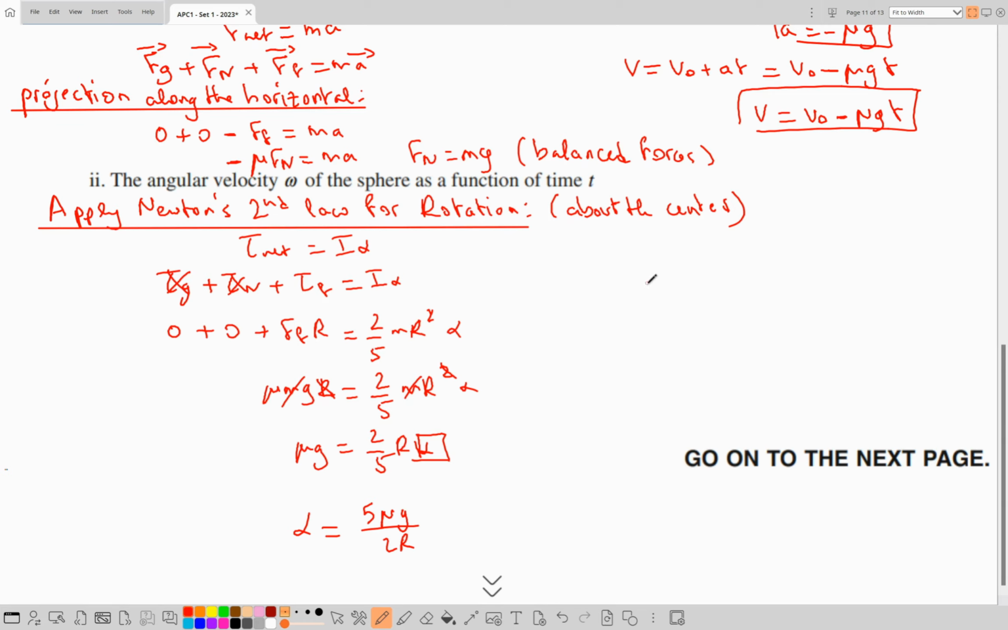But we're not interested in alpha, we're interested in omega. We know that omega is related to alpha using kinematics, which is given by omega 0 plus alpha t. And here we need to be very careful.